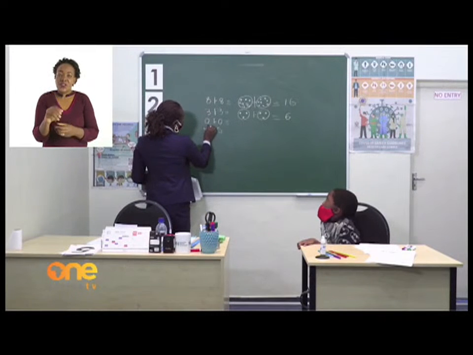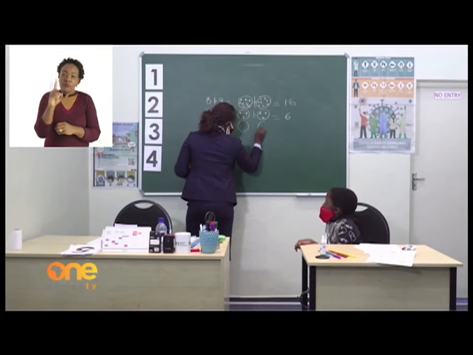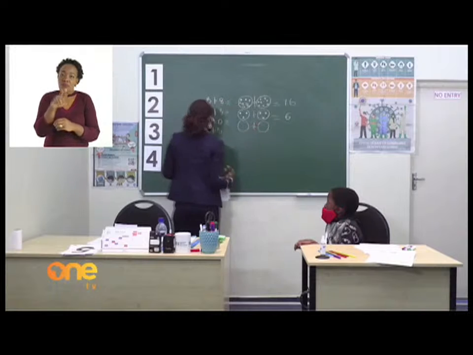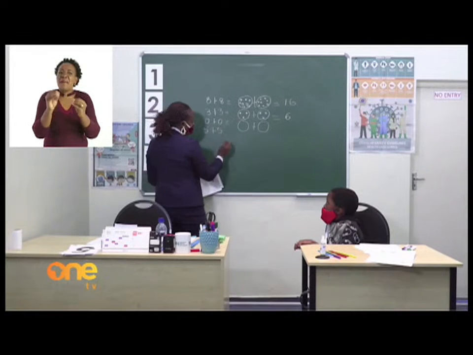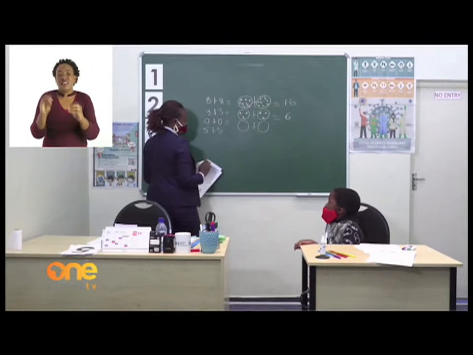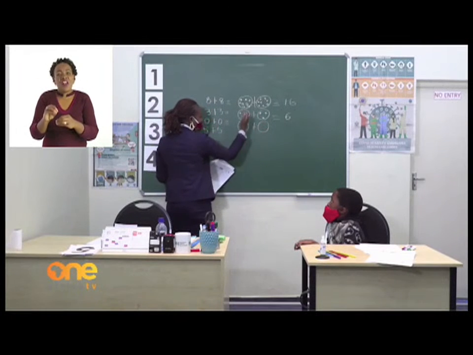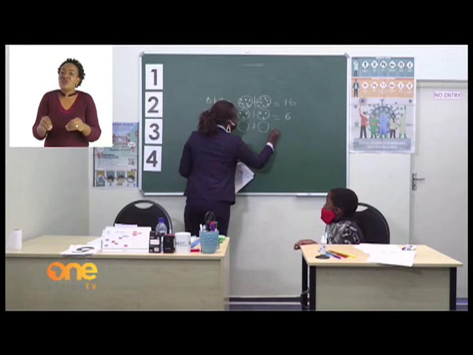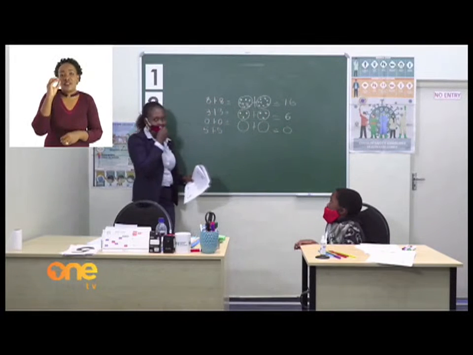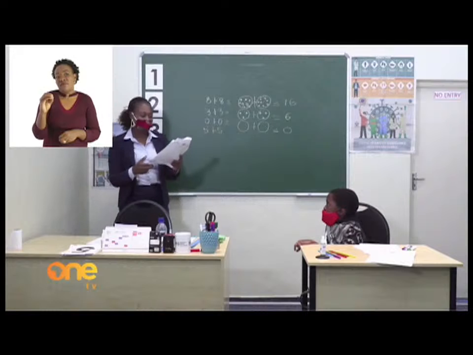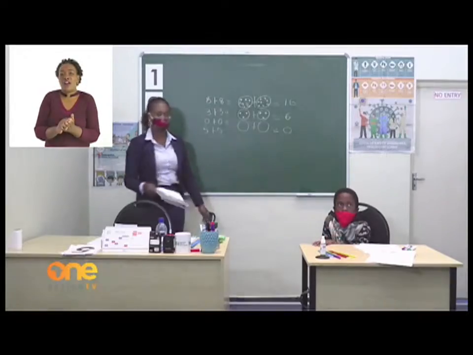We move on to 0. We have our circle. We have our circle. But because the number is 0, it means there is nothing. So it's 0 plus 0. It's an empty circle and an empty circle. So there is nothing, and our answer is 0. Thank you so much. Now you can do the work in the booklet following this method.